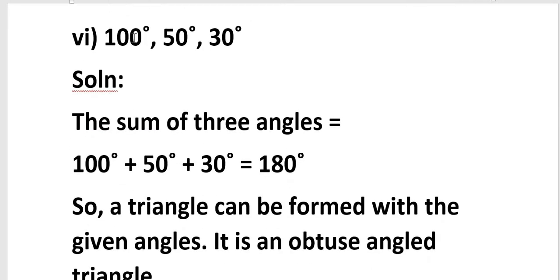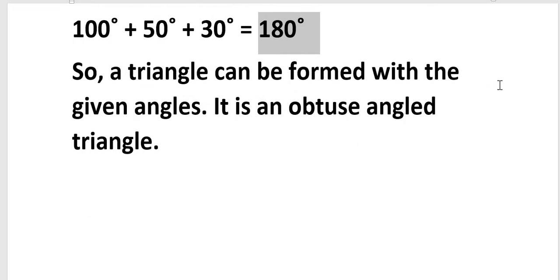And 100 degree, 50 degree, 30 degree. The sum of three angles, we got 180 degree. So a triangle can be formed with the given angles. Here one of the angles is 100 degree, isn't it? So it is called an obtuse angled triangle.